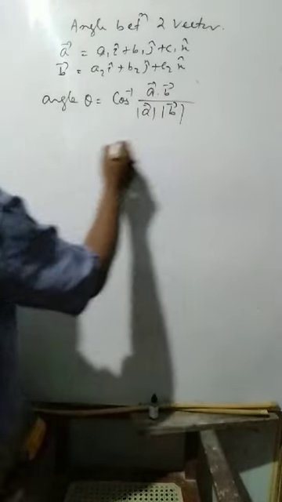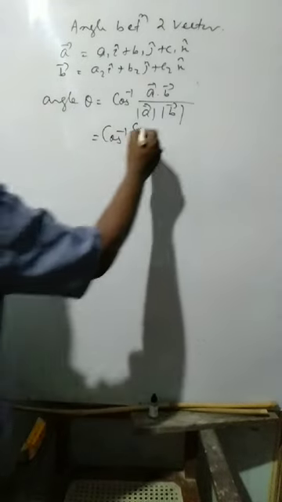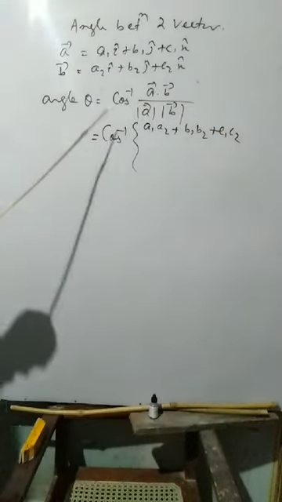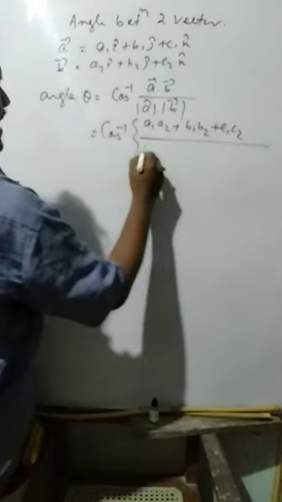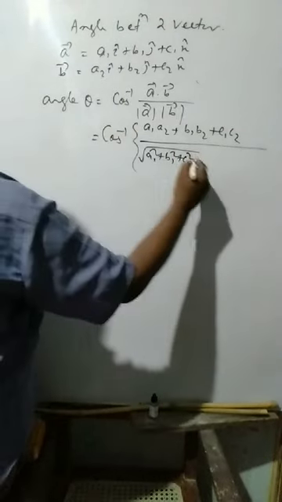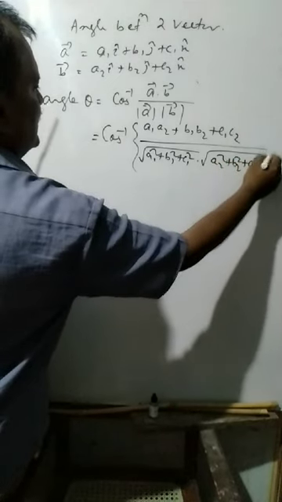This is the formula. Simply you write cos inverse of A dot B, where A dot B equals A1 A2 plus B1 B2 plus C1 C2, the dot product between the two vectors, divided by the magnitudes. The magnitude of the first is the square root of A1 square plus B1 square plus C1 square. The second is A2 square plus B2 square plus C2 square. Okay, this is the formula.